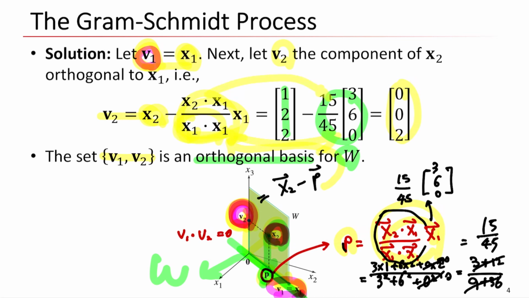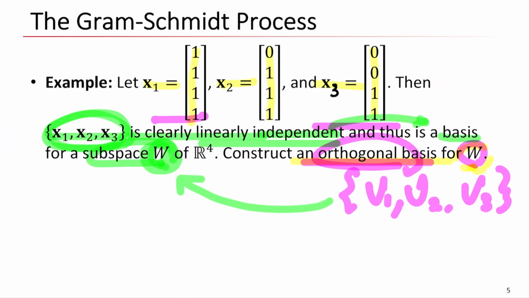And this term, x2 is here, this is the constant value, and this is x1. Finally, v2 is something like this, right? In this case, v1 and v2 should be orthogonal to each other, because v2 is defined by x2 minus p, right? So v1 and v2 are an orthogonal basis for the W space. Okay, so this is the way to find the orthogonal basis.